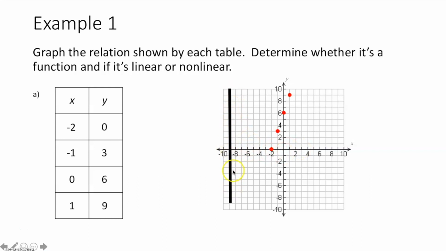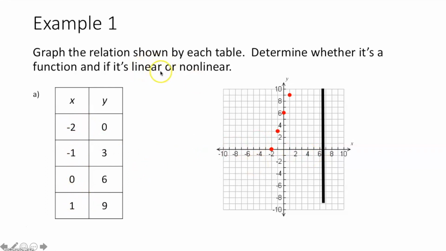If our vertical line hits 2 points at the exact same time on this graph, then it's not going to be a function. So let's go ahead and do it. We're going to move it across the graph from left to right, and no, we never hit 2 points at the same time. And that makes sense because we never had any x values that repeated. So we're good. This is a function.